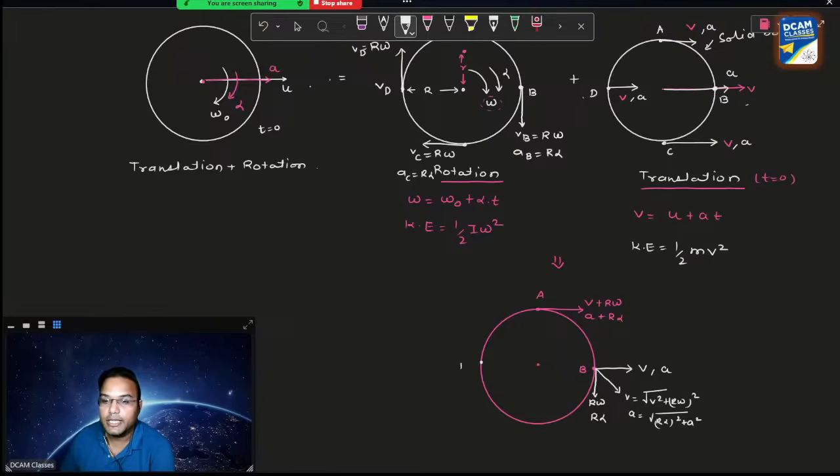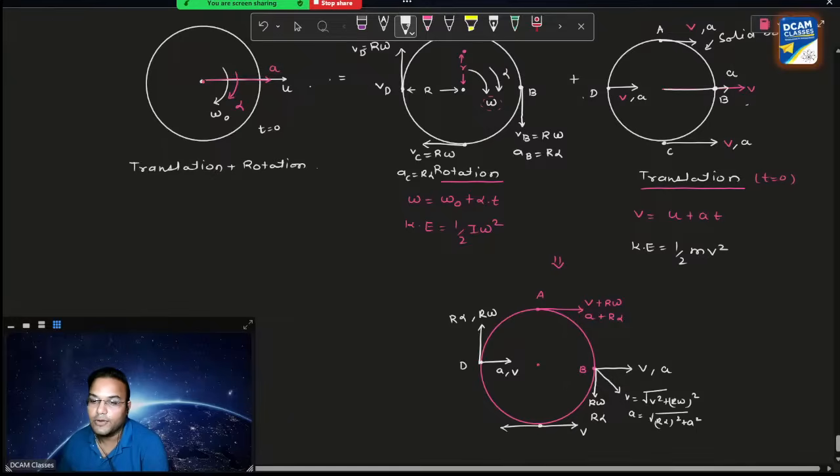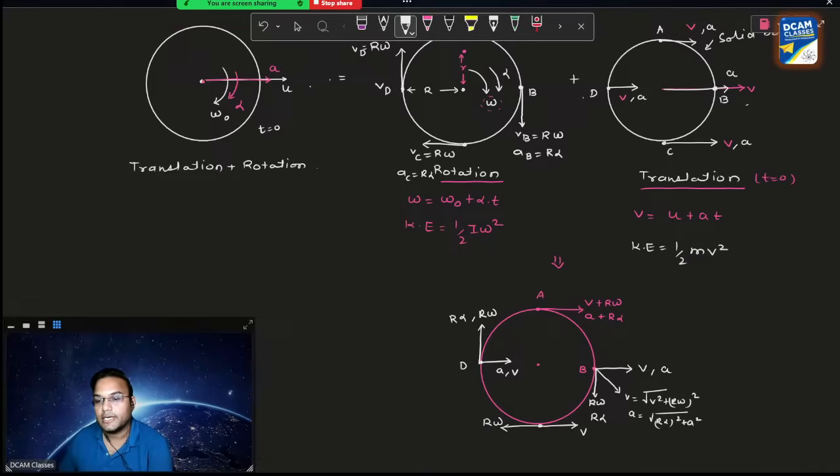Coming to the point D, it has the acceleration in the forward direction as well as velocity in the forward direction, and it has the acceleration r alpha in the top direction and r omega velocity in the top direction. Okay. Now coming to the bottommost point. The bottommost point has the velocity v in the forward direction and one more velocity r omega in the backward direction. Acceleration a in the forward direction, r alpha in the backward direction.